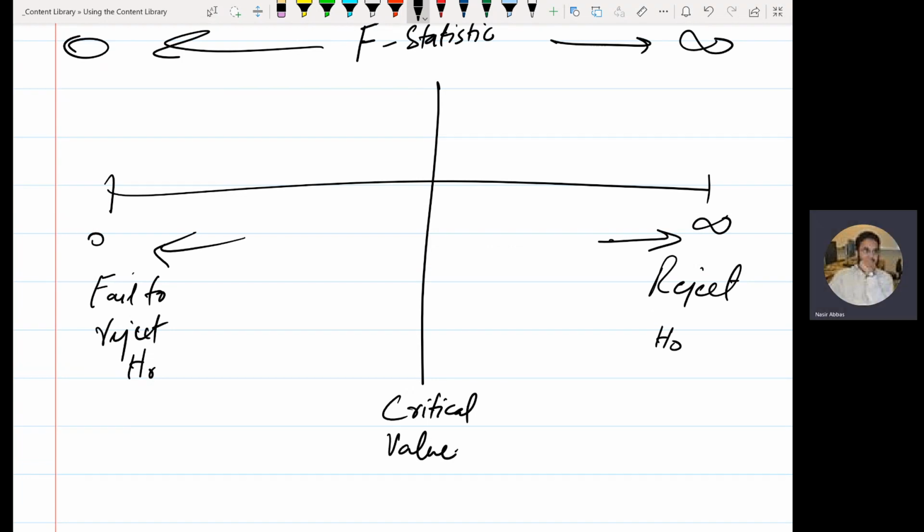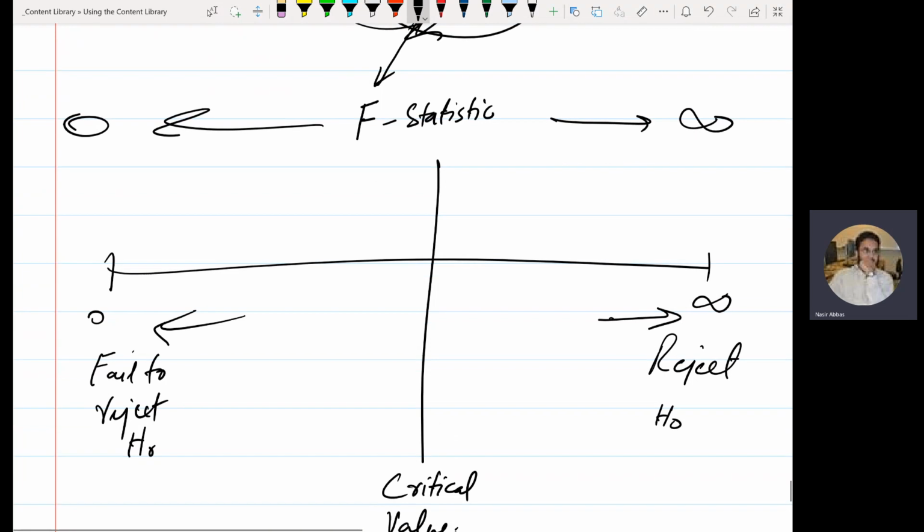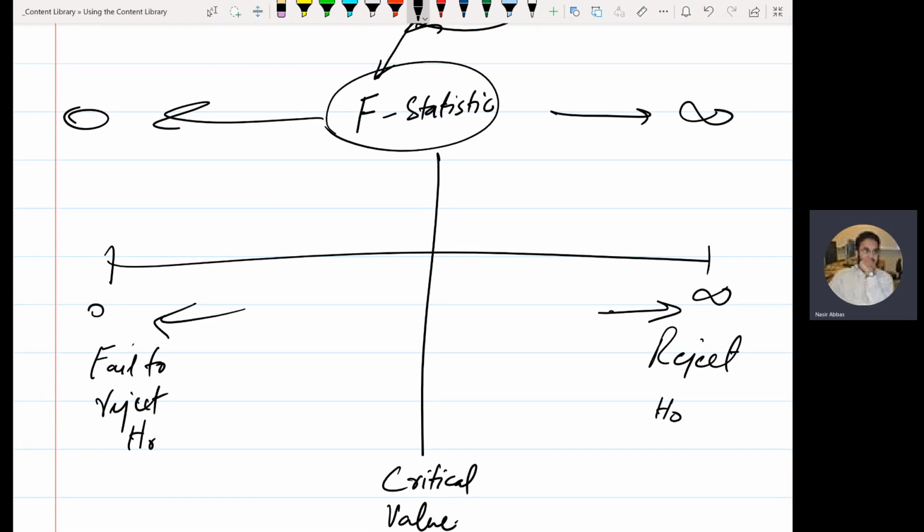Why is it so critical? Because this value is deciding whether you reject or fail to reject. If you are on the right side of the critical value, you reject it. If you're on the left side of the critical value, you fail to reject it. Where does this critical value come from? This critical value comes from the distribution of this statistic.